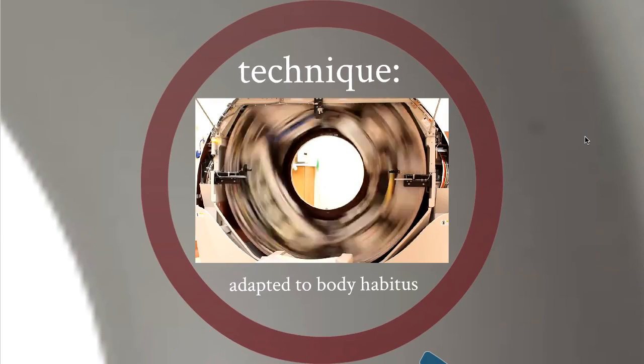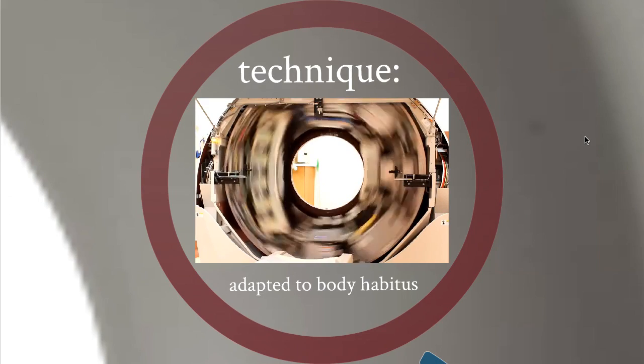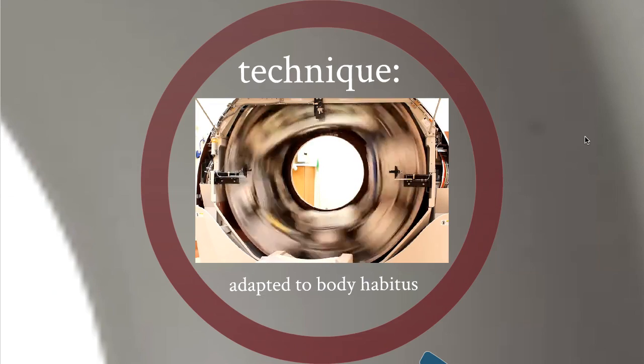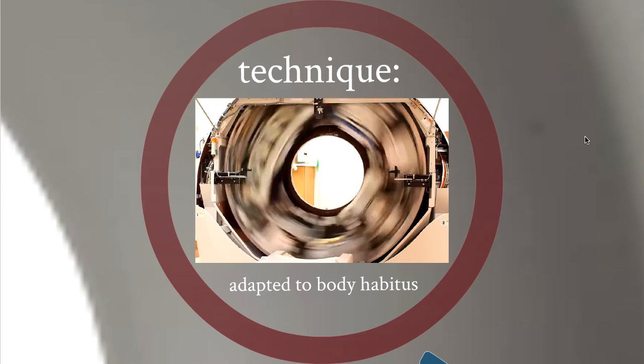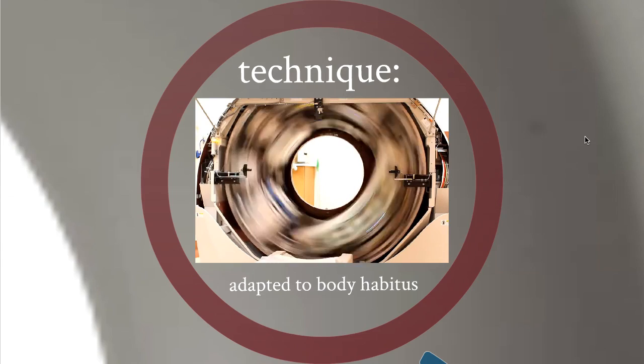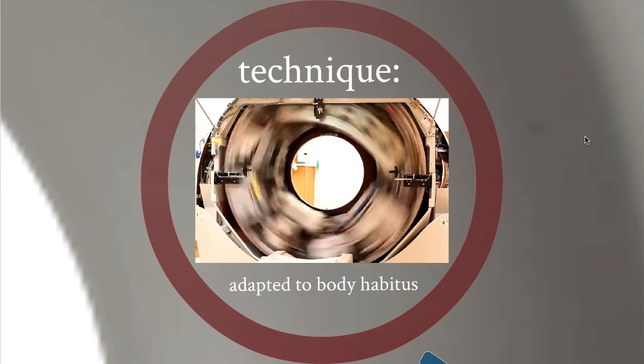We also adapt the technique to the patient's body habitus. So we change the amount of photons and the energy of photons that we put into the patient in order to get the image quality that we need. This can be done automatically on almost all of the scanners. And you also have the ability to increase the dose if you're looking at smaller structures or not.